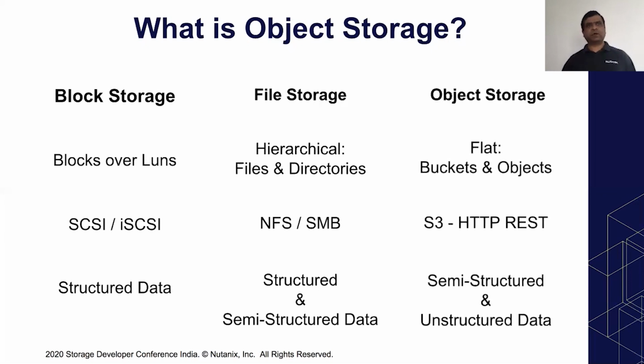And lastly, object storage, which is a new kid on the block, relatively speaking, uses a flat namespace where the storage is organized as buckets and objects, just two levels. And the access protocol is HTTP REST APIs. S3, which is a protocol from AWS, is the de facto standard here, and which is quite prevalent. And this is used for semi-structured and unstructured data. With evolution, the lines between file storage and object storage are increasingly getting blurred in terms of the use cases.